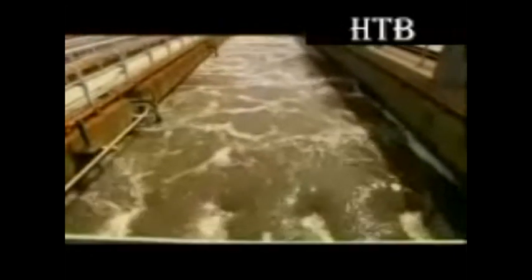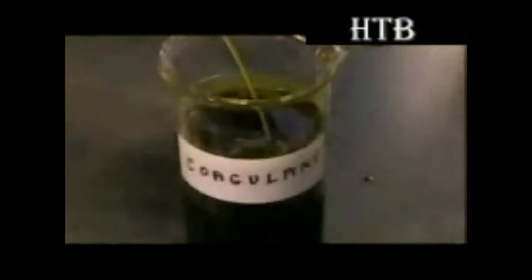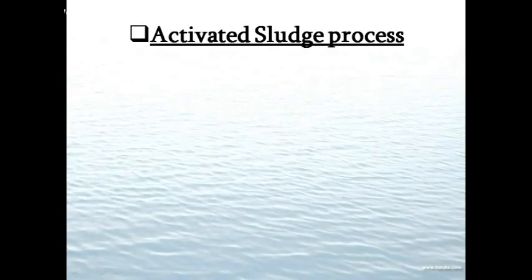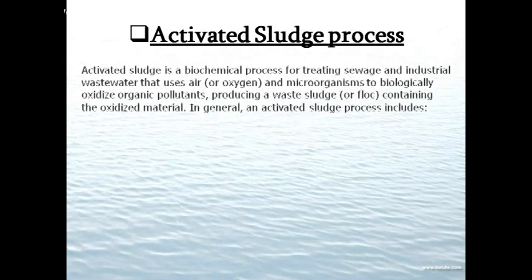Here we must tell you what the activated sludge process is. The activated sludge process is a biochemical process for treating sewage and industrial wastewater that uses oxygen or air and microorganisms to biologically oxidize organic pollutants. What we basically do, in an aeration tank, air is injected and thoroughly mixed into the active sludge. When it completely settles, it is easily removed.